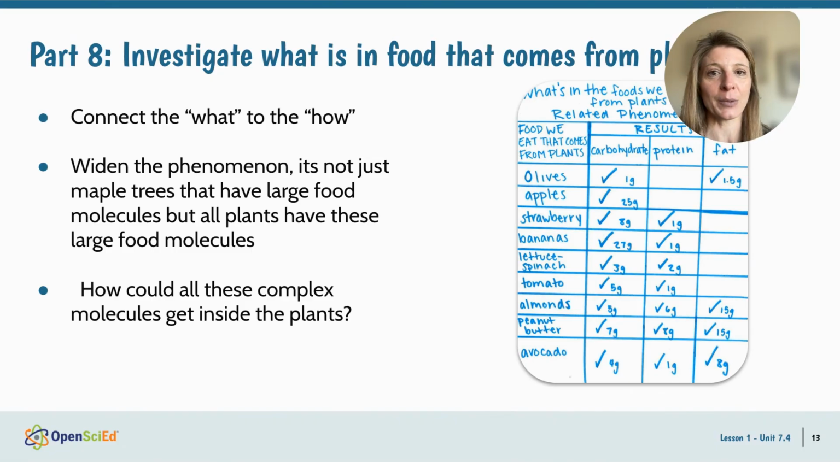Okay, so as a teacher, we need to realize that students often assume the plant is just taking them in. And when I say them, it's the food molecules in from the environment. We want to keep the focus on the fact that these are large, complex structures, and we don't see them entering the plant like we do in humans. So, how could those food molecules get inside the plant?